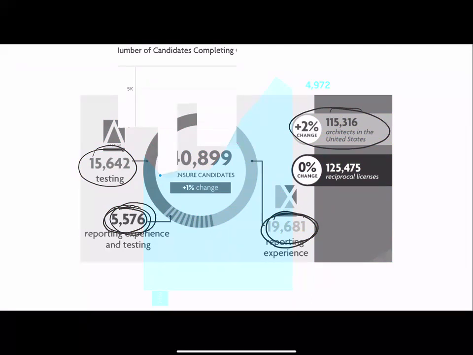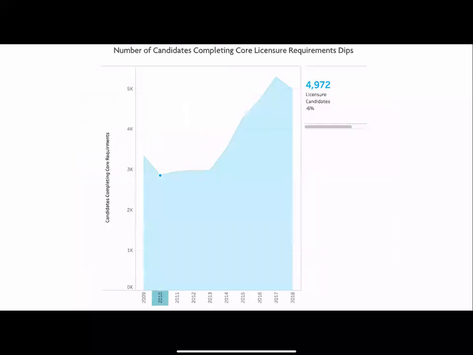So these are the number of candidates completing the core licensure requirements. In other words, these are the people who passed all the exams in a given year and have finished their AXP. So they may not be licensed yet by their board, because sometimes that takes a few weeks, but they've finished everything. For our purposes here, we can consider them licensed. So there are about 5,000 people a year who get licensed, and that number is down about 6% from 2017 to 2018, but you see it's up pretty significantly from 2013.